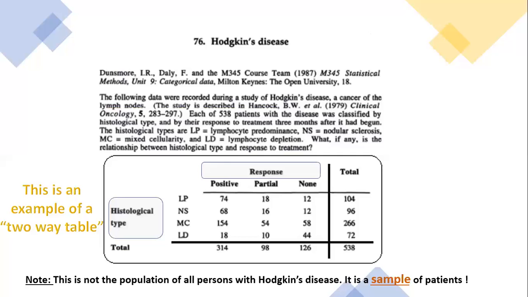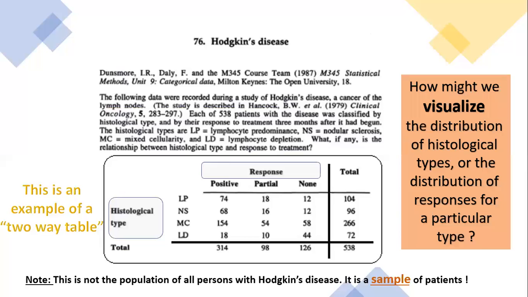to treatment. So this two-way table gives us a nice way of summarizing the frequencies for individuals that had a particular pair of values for these 2 categorical variables. Now, if we have a two-way table like this, or really any situation with categorical data, we might ask how we might visualize the distribution of these variables. How could we visualize the distribution of histological types? Or for a given histological type, how might we visualize the distribution of possible responses?